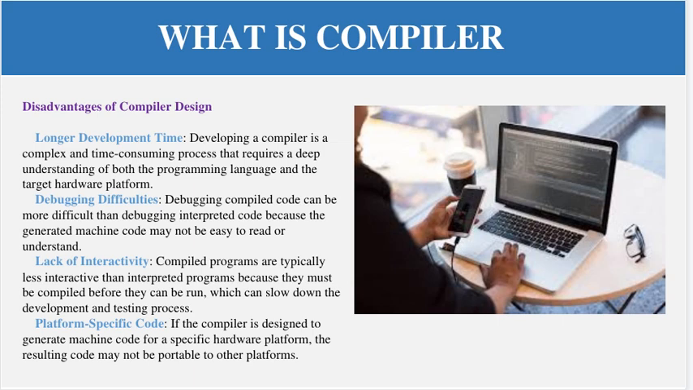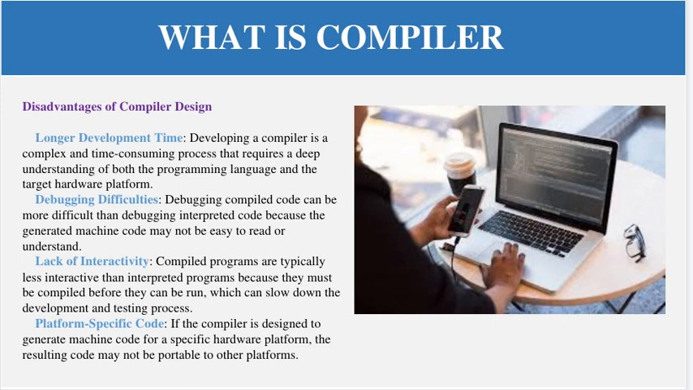Then debugging difficulties. Debugging compiled code can be more difficult than debugging interpreted code, because the generated machine code may not be easy to read and understand. Then lack of interactivity. Compiled programs are typically less interactive than interpreted programs, because they must be compiled before they can be run, which can slow down the development and testing process.